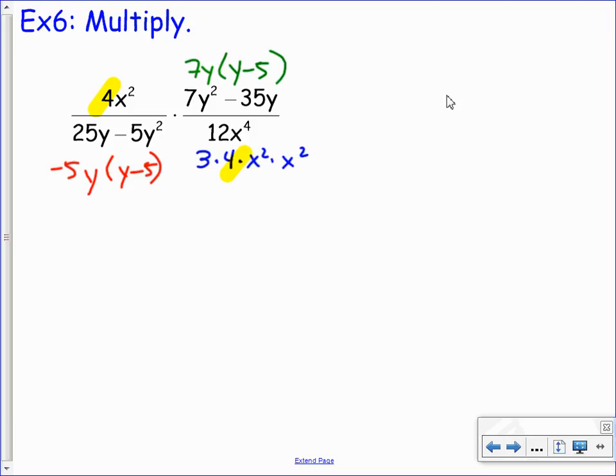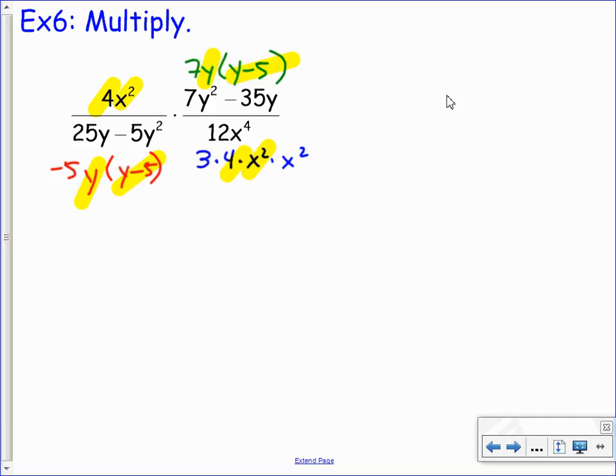What else? X squareds, x squareds cancel out. The y minus 5 cancels out. There's another one, the y. There's a y on the top and a y at the bottom, not the 7 part, just the y. It's by multiplication, not addition or subtraction. That's why we can cancel, because it's multiplication.